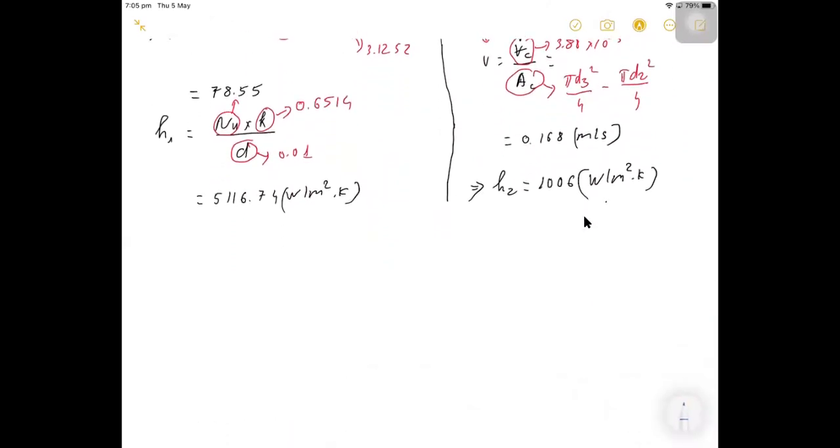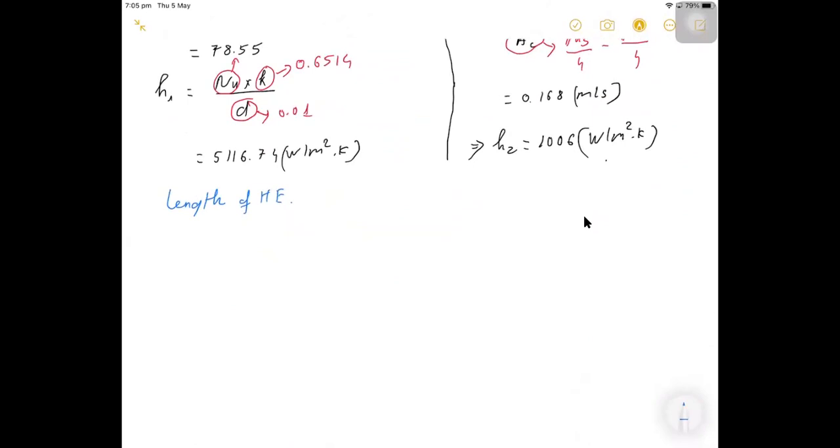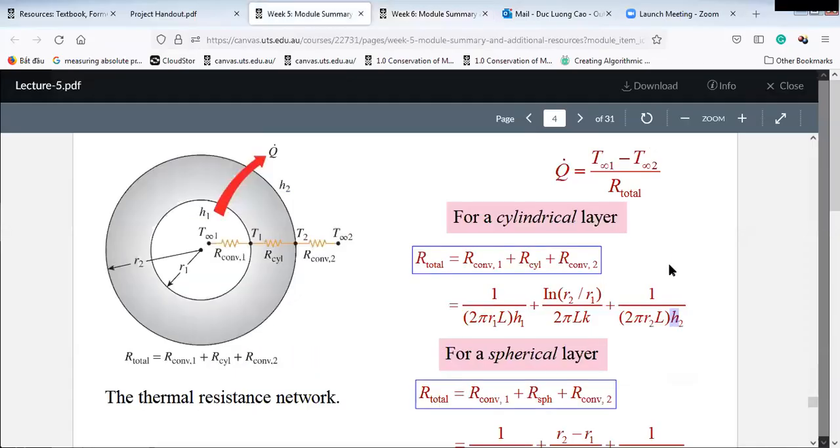You have to find the length of the heat exchanger. Okay, you can base on the equation from week 5. Yeah, this one. R total equal to this one and R total equal to this one. Okay.